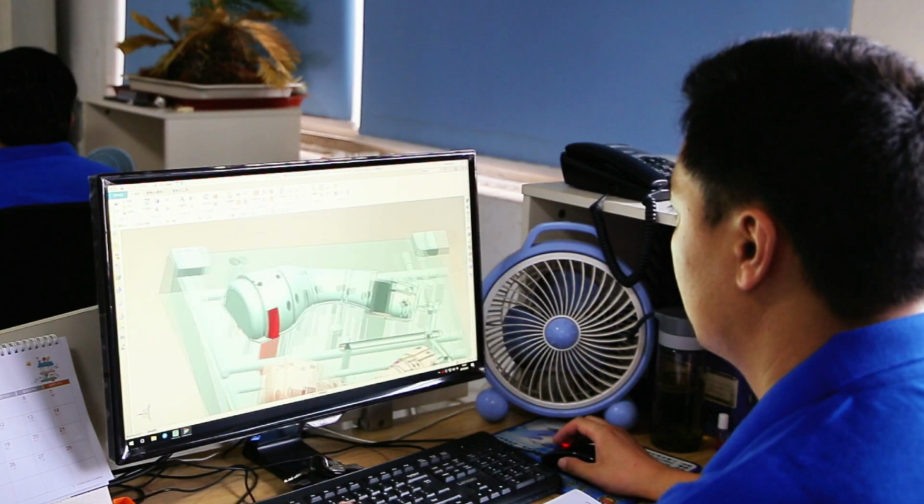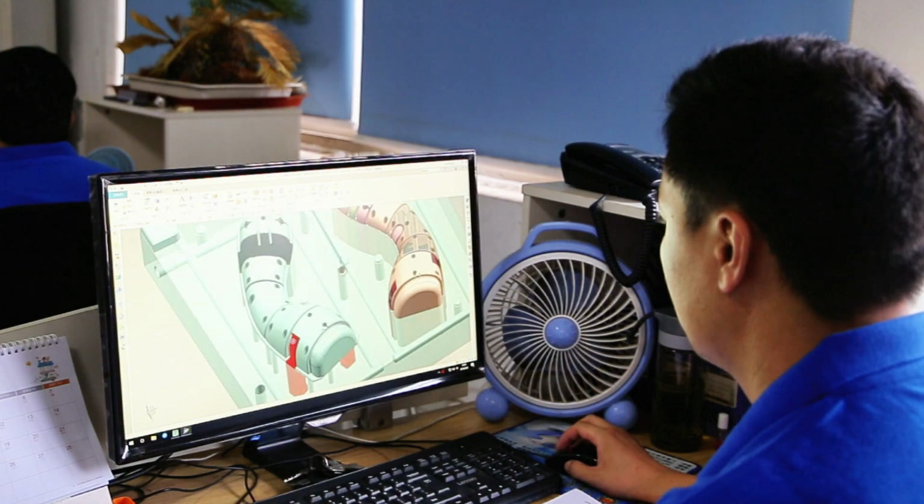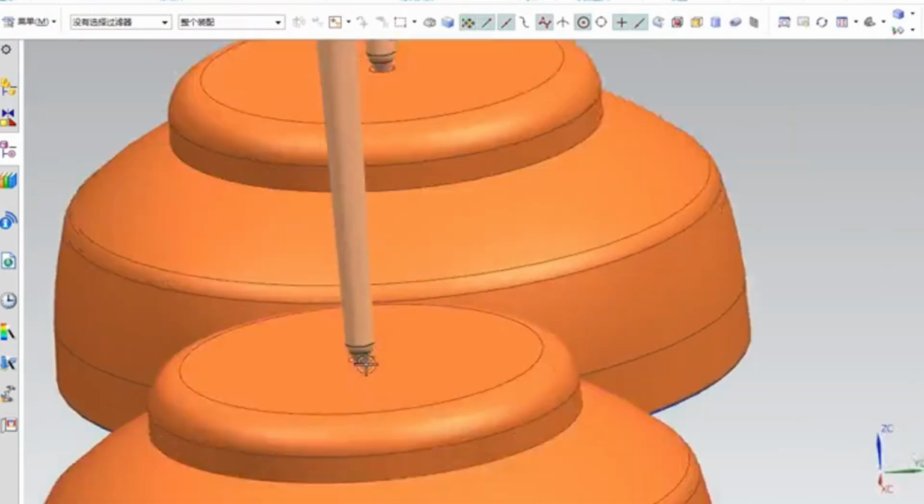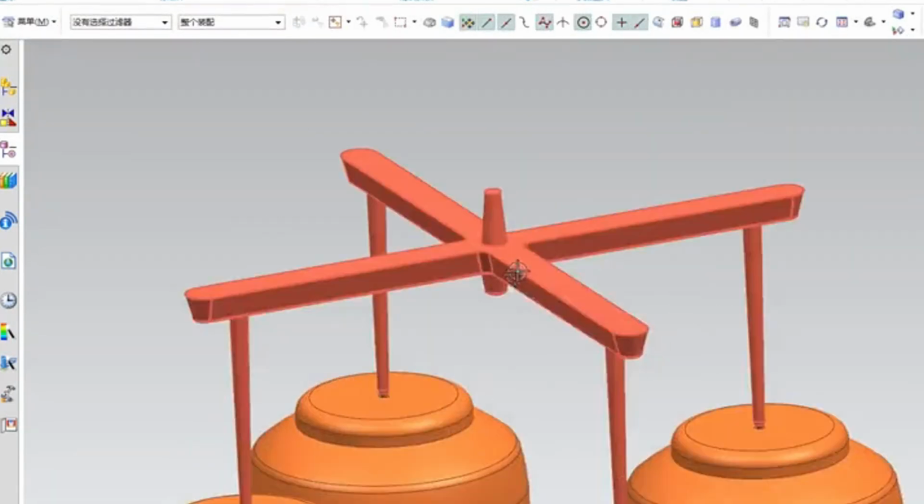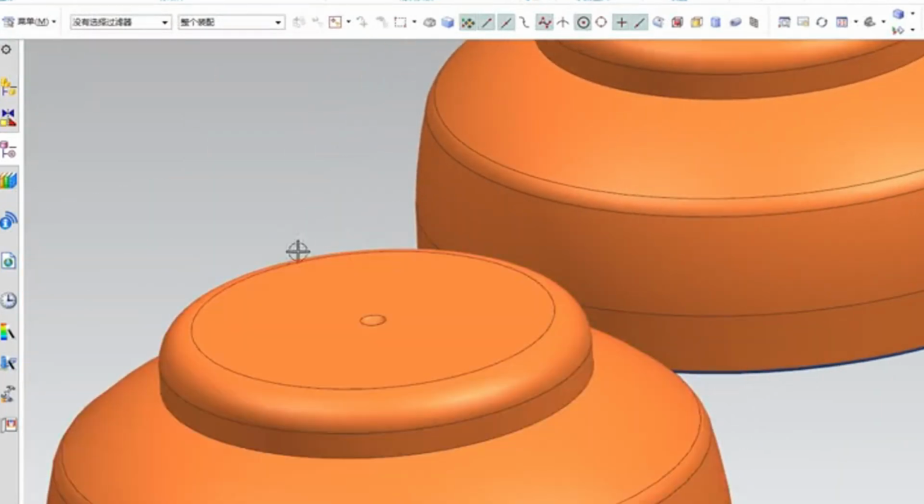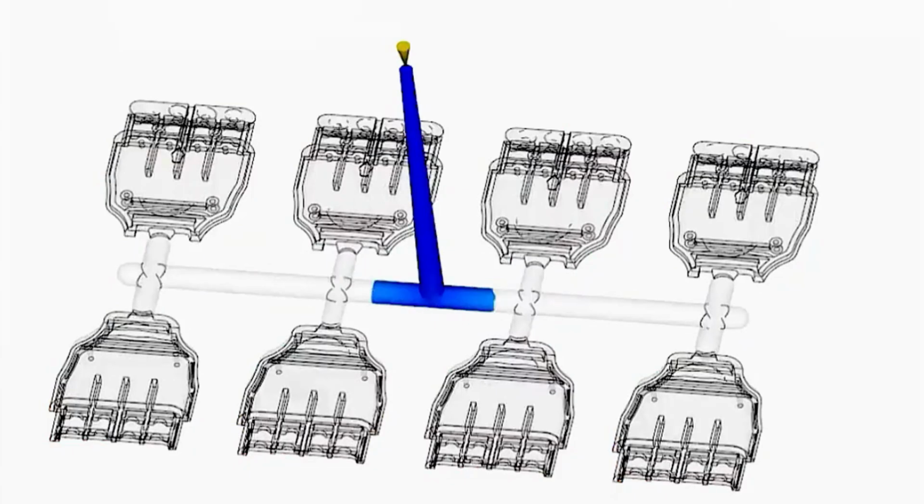Mold design. According to the results of product analysis, design 3D engineering drawings, loose parts drawings, mold dividing drawings, assembly drawings, EDM drawings, etc. to determine the structure of the mold, size, accuracy requirements, etc.